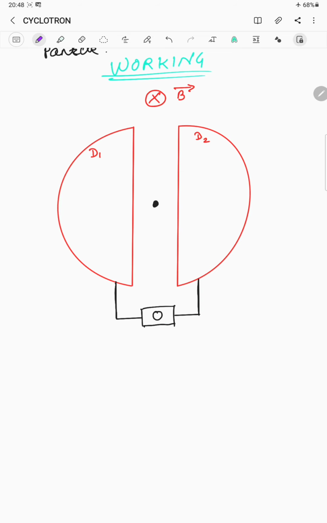Now suppose here I have a particle which moves in this direction. I have a proton here, and initially this D2 is negatively charged. If it is negatively charged, it will try to attract the proton towards D2 and it will enter with certain velocity v. Since v and B are mutually perpendicular to each other, in my previous class I have already told you that it will go for a circular path.